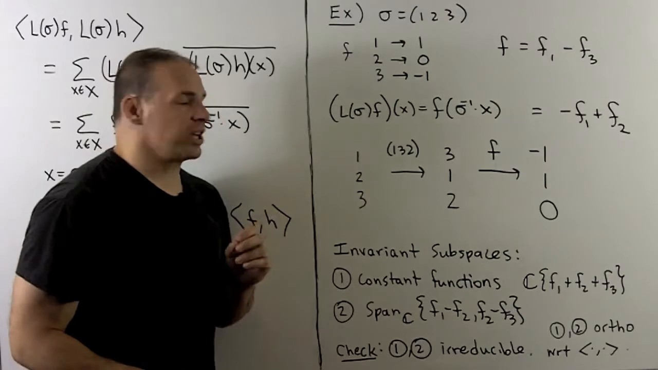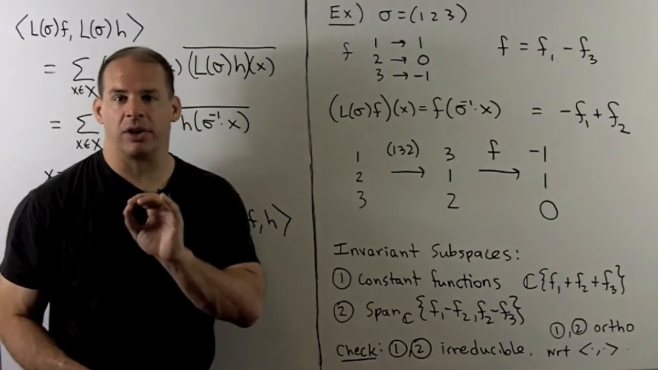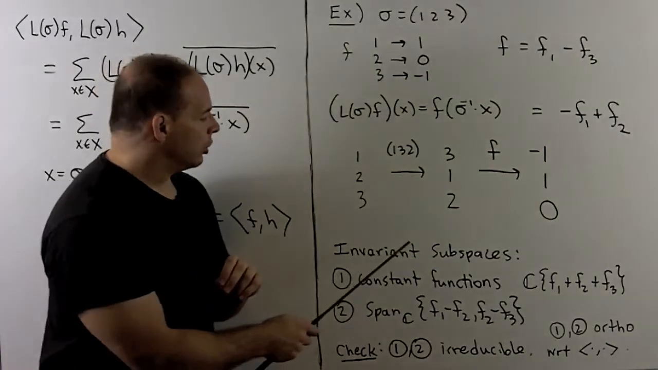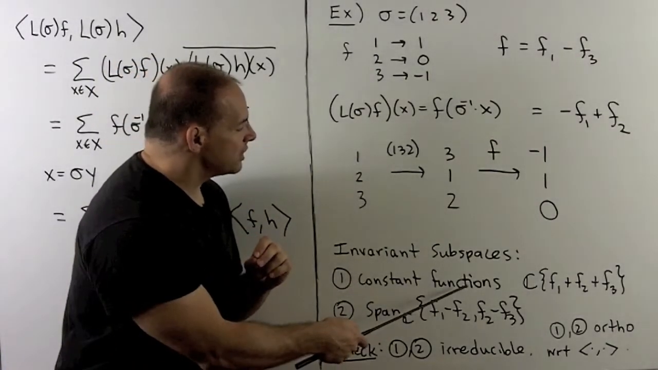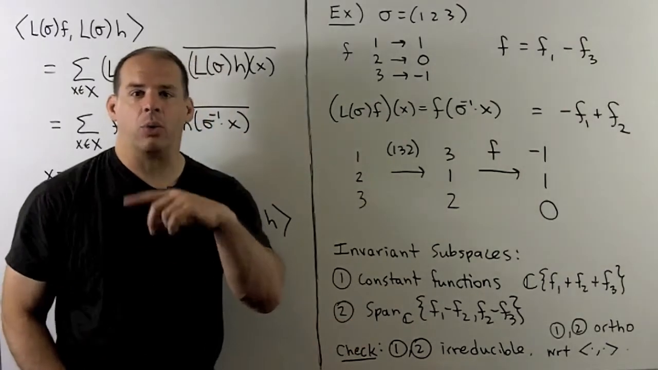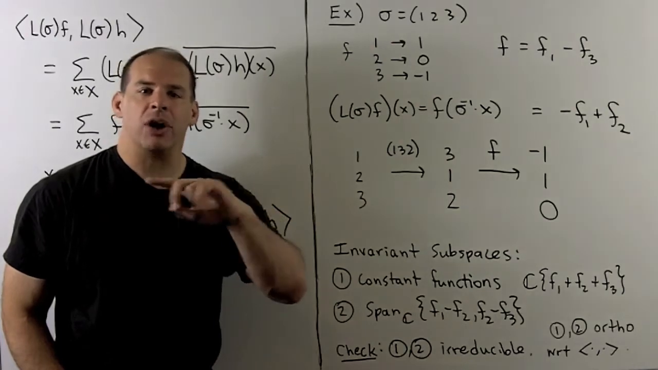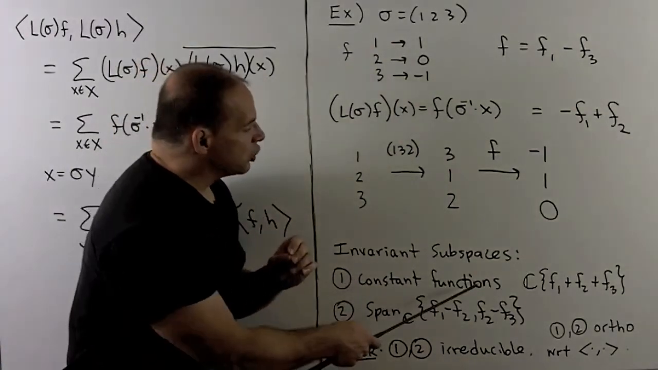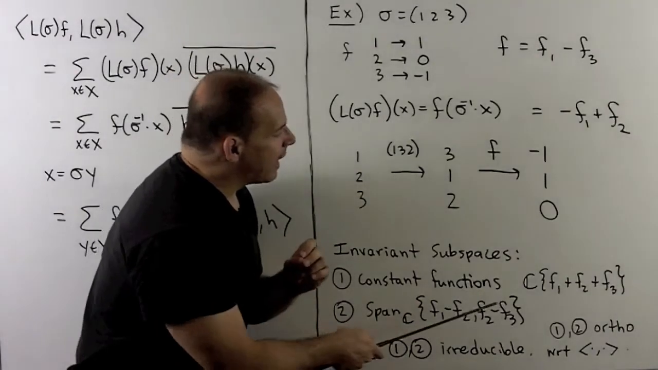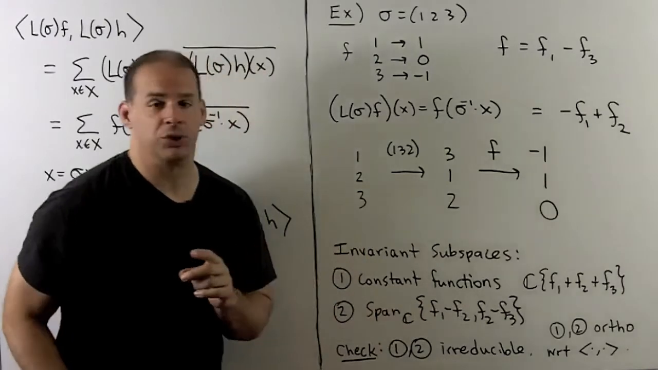A few other things to check for our representation. If I wanted to find invariant subspaces that are irreducible, first, we have the trivial representation represented by constant functions. No matter how we apply our group element, when we have a constant function, the values always come out the same at each point. So the action there will be trivial, and this is going to be spanned, over the complex numbers, by f1 plus f2 plus f3.